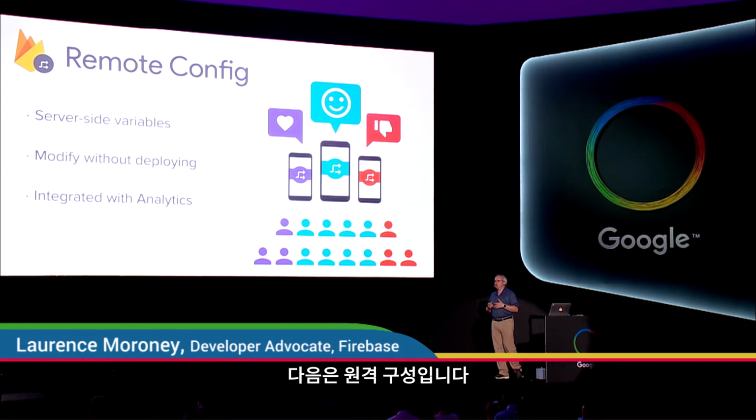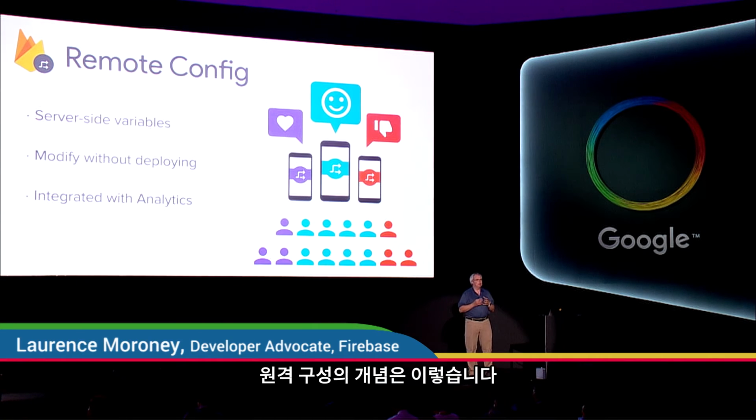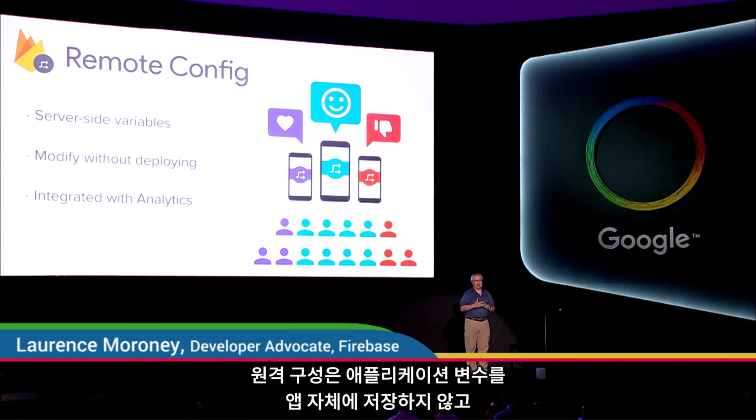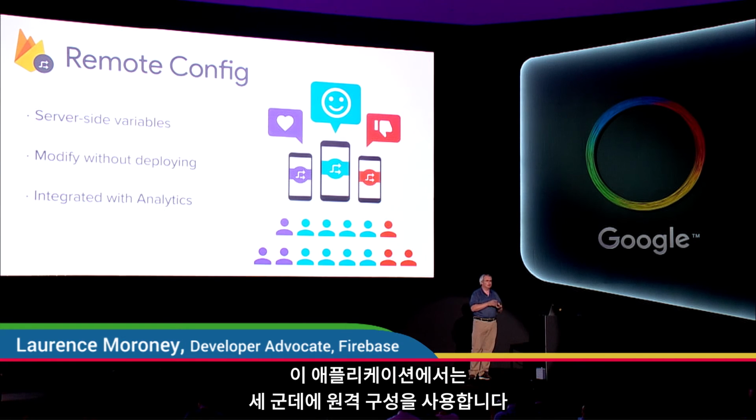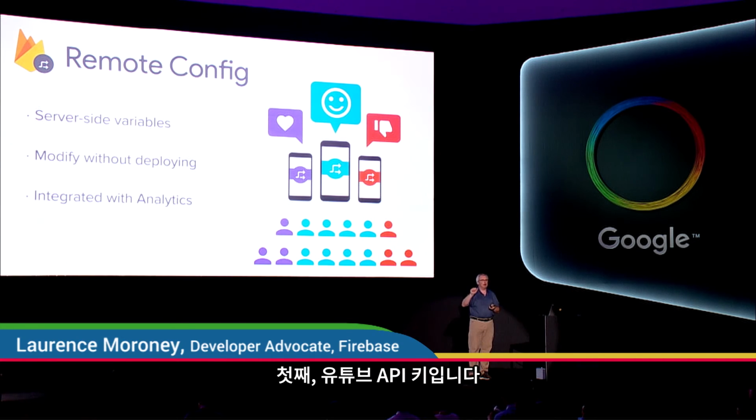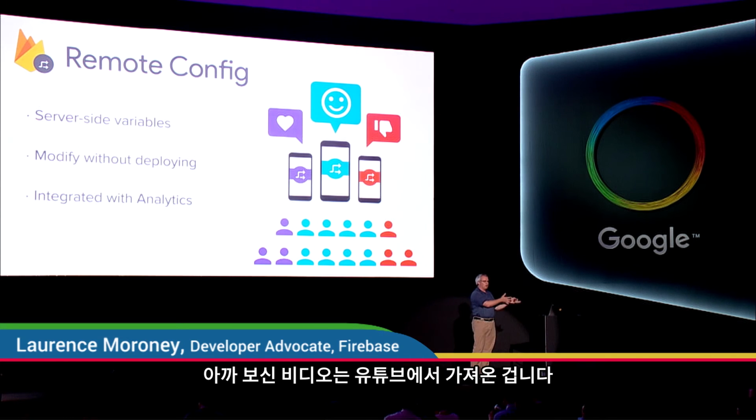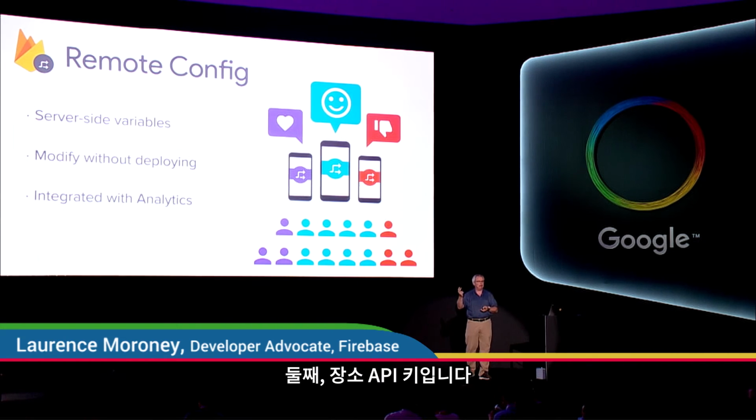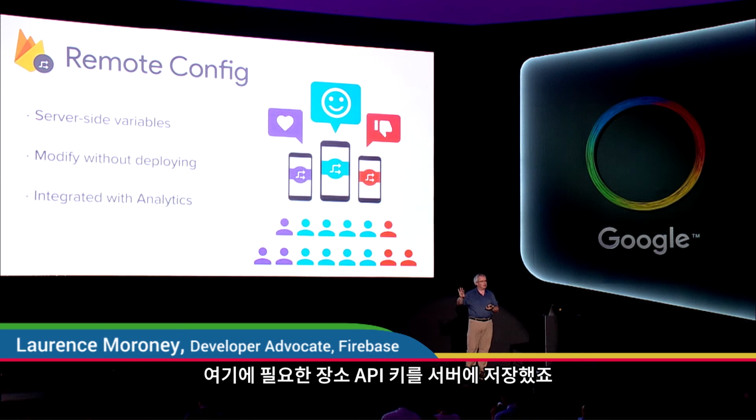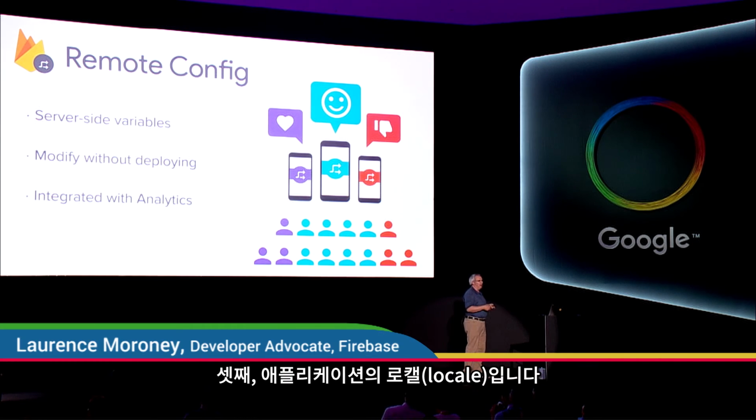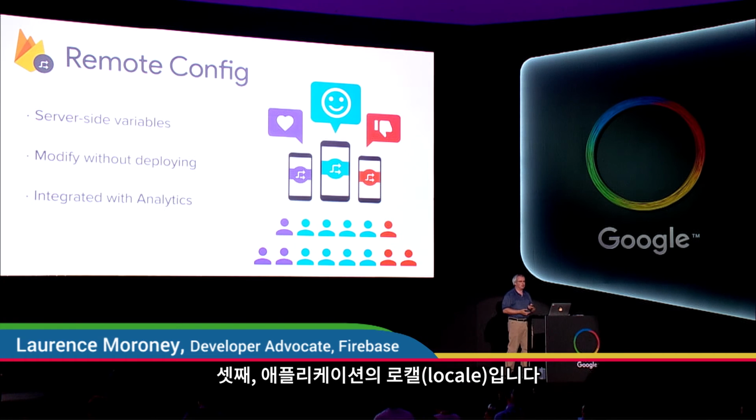So the next thing is remote configuration. Now the idea behind remote configuration is that it allows you to store variables for your application on the server instead of storing them within your app. So there are 3 places in this application where I'm using remote configuration. 2 of them are for my YouTube API key, because when you saw those videos a moment ago, they were playing off of YouTube. And the second one is for my Places API key. As I'm scanning to see if I'm in a particular place, I use Google's Places API for that. I need a Places API key for that, and I store that on the server. And then the third one is a locale for the application itself.